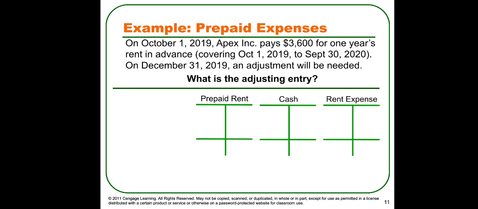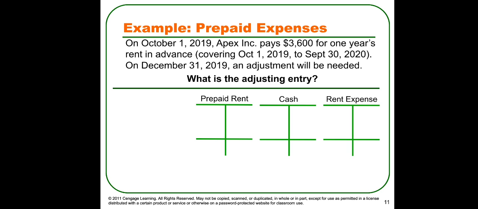Okay, this is the next thing. This is an example of adjusting entry for prepaid expenses. For this type of adjusting entry, you have to follow the 3 steps. Remember, there are 3 steps in doing the adjusting entry in the previous slide, so you have to follow that. Okay, let's see here. On 1st of October 2019, Apex Incorporated pays 3,600 for 1 year's rent in advance, covering 1st of October 2019 to September 30th, 2020.